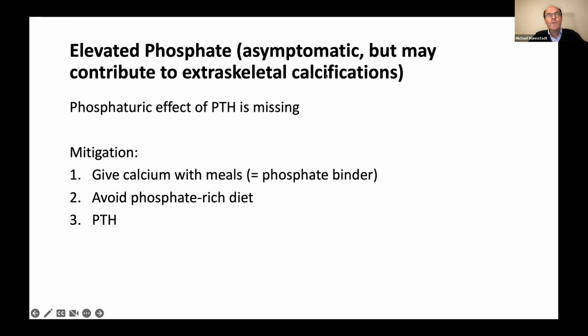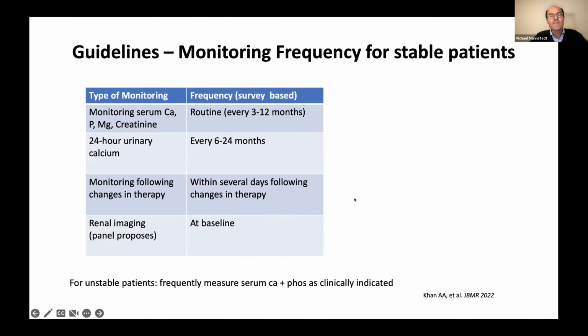What about phosphate? Well, elevated phosphate, again, it's asymptomatic. There you cannot really feel anything. Calcium you feel, phosphate you don't feel. But it is not good to be too high, because it can contribute to extraskeletal calcifications, or calcifications elsewhere outside of the bones. This is happening because the phosphaturic effect of PTH is missing. And that's why we give calcium with meals and avoid a phosphate-rich diet, all the good things: nuts, chocolate, Coca-Cola, or other Cokes. PTH, of course, does a good job in lowering phosphate.